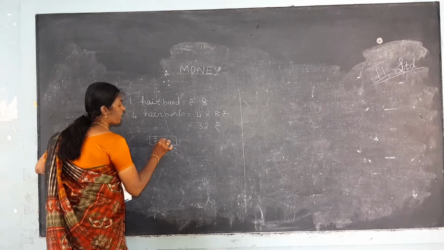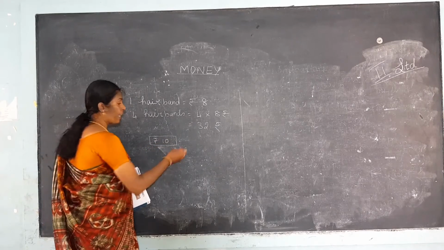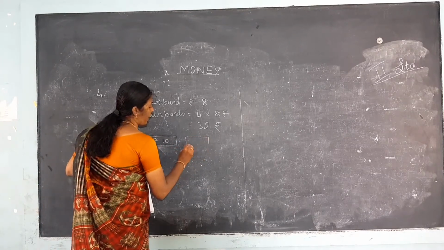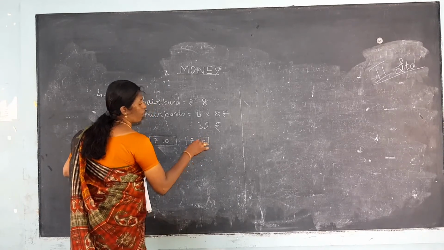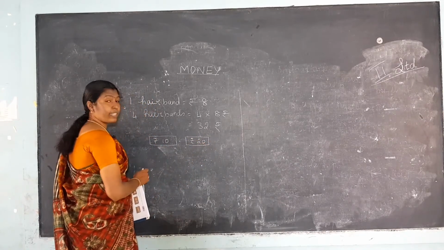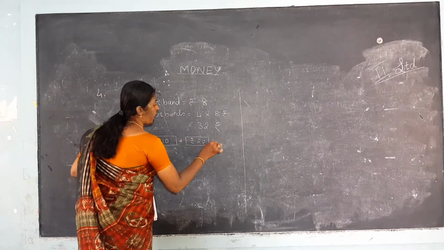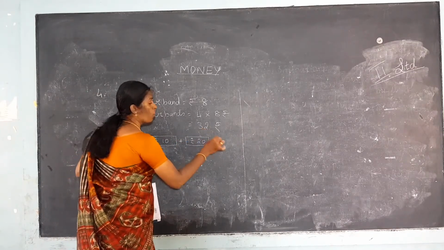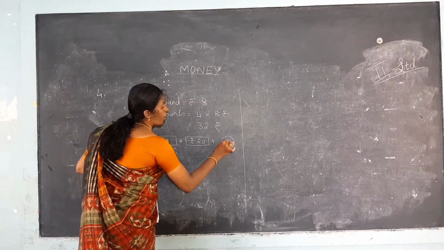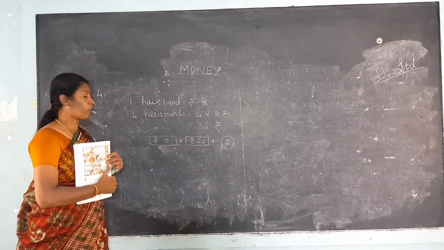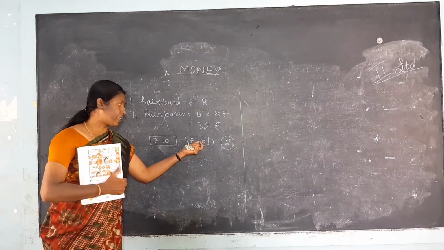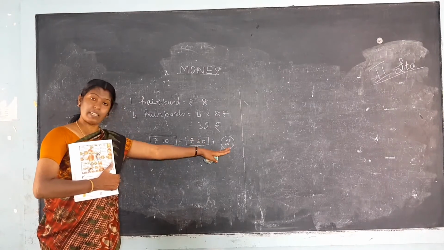First you take a 10 rupee note. Next you take a 20 rupee note. Okay, 10 plus 20, 30. Here only 2 is remaining, so we can take a 2 rupee coin. Okay, 32. Otherwise we can split the 20 as 10 plus 10 also.